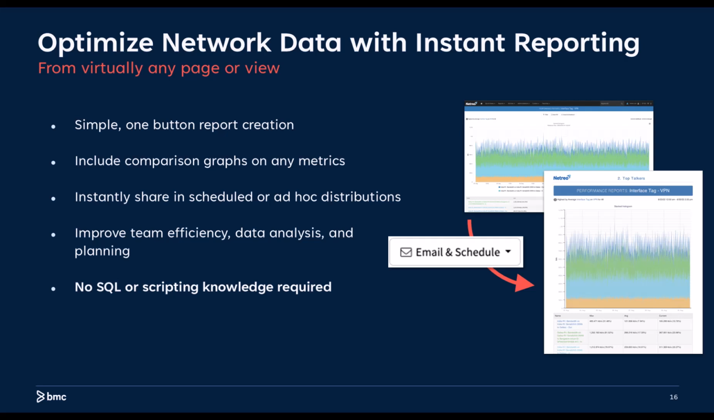I can just say, hey, I like this graph, send it to me every week, and I can keep an eye on it. And I can click that email and schedule button and instantly add that to a report that I've already created, or create a brand new report starting from that view, and then schedule that to go out to any number of different recipients, daily, weekly, monthly, or whatever.